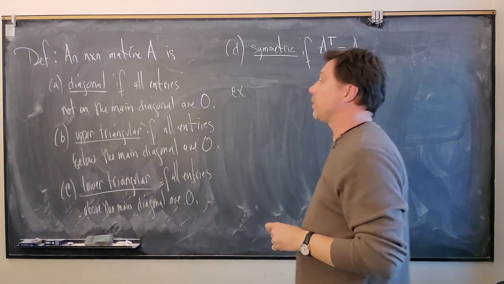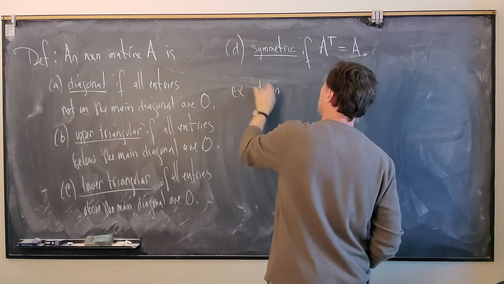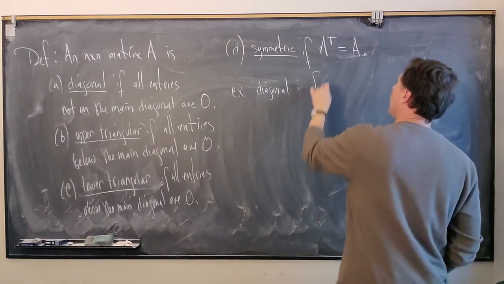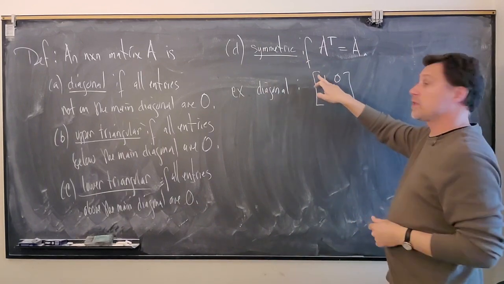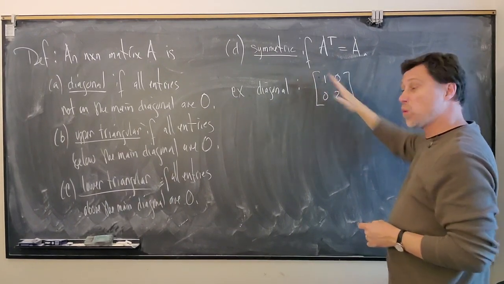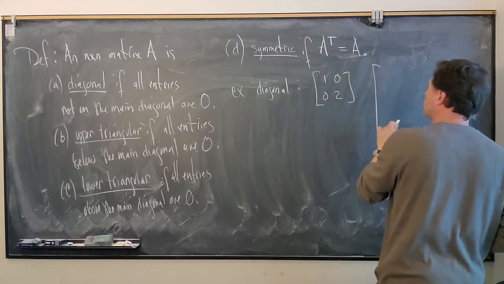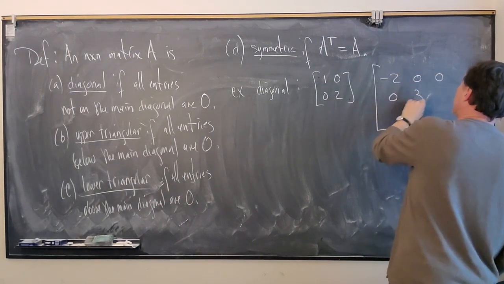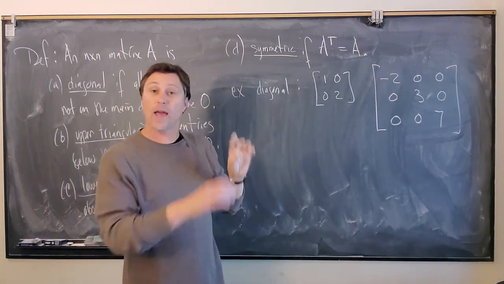So let's look at some examples now. Examples of diagonal matrices. Here's a 2 by 2 diagonal matrix: 1, 0, 0, 2. The main diagonal is the one that runs from the upper left down to the bottom right-hand corner. As long as you have only non-zero entries along the diagonal, everything else being 0, it's diagonal. So here's another example, a 3 by 3: minus 2, 0, 0, 0, 3, 0, 0, 0, 7. Non-zero entries on the diagonal, everybody else is zero.